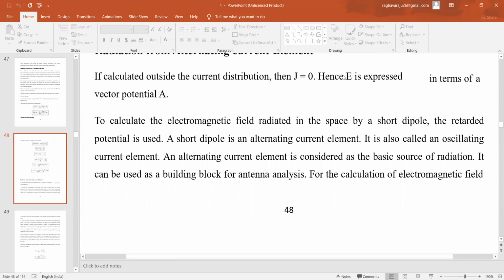The retarded potential expressions are more popularly used. Why are these retarded potentials more popularly used? Because they are used to calculate the electromagnetic fields. To calculate the electromagnetic fields radiated in the space by these short dipoles, this type of retarded potentials are popularly used.